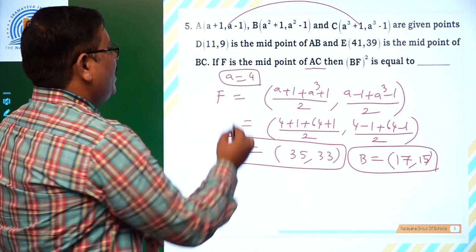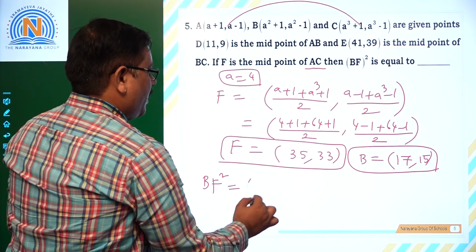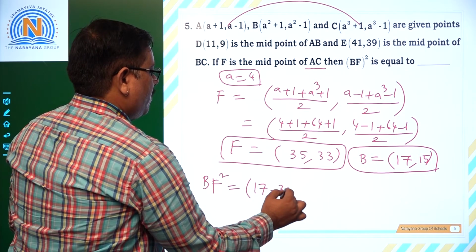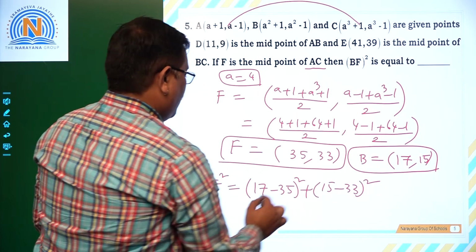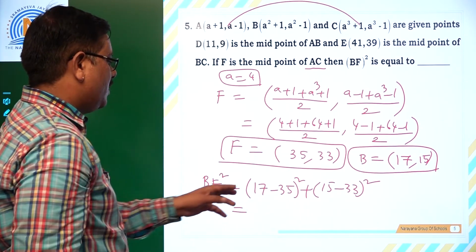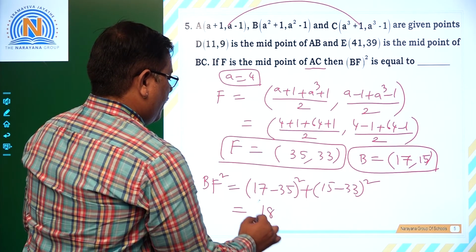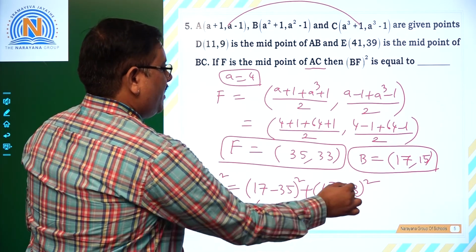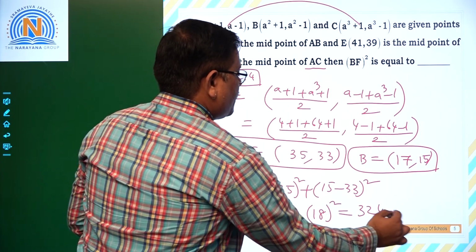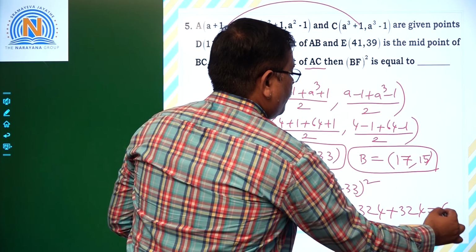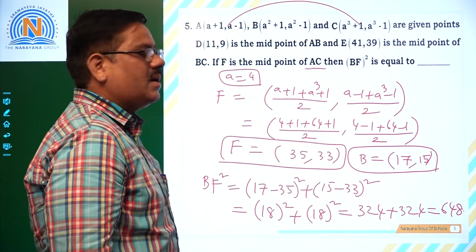Now what do we need? BF square. BF square without root we can write here (17 minus 35) whole square plus (15 minus 33) whole square. Right? What is 17 minus 35? Nothing but 18, isn't it? 18 square plus here 15 minus 33, that is also 18 square. That is 324 plus 324, that is going to be 648.